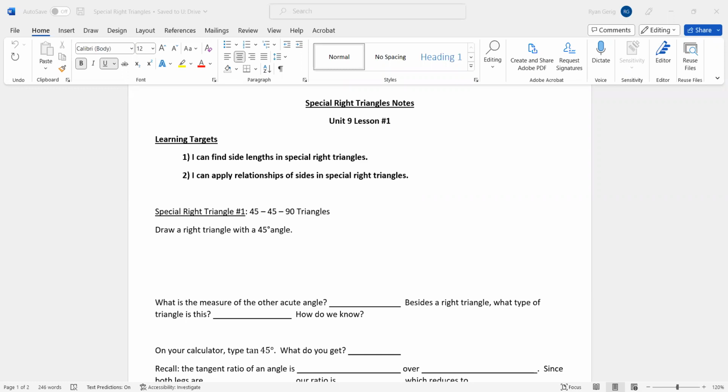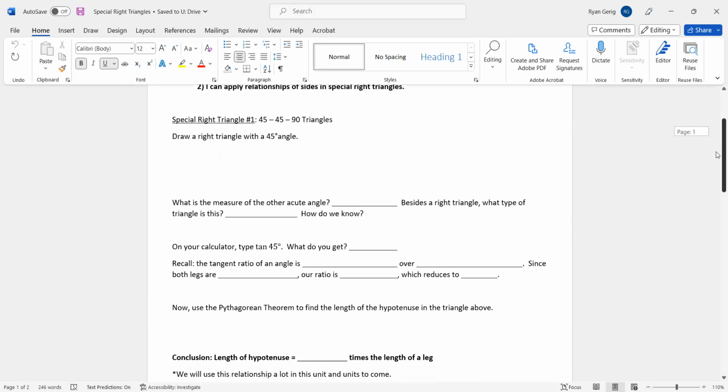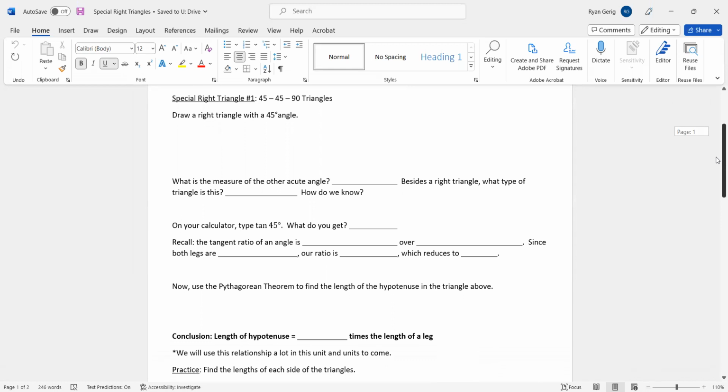Special right triangles, there are two types. The front page deals with one of them, and we'll go ahead and get started on that right now. It says draw a right triangle with a 45-degree angle. So a right triangle has a right angle, and then one of the other angles is 45 degrees. What is the measure of the other angle? Well, it's also got to be 45 degrees, right? 180 minus 90 minus 45 leaves me with 45.